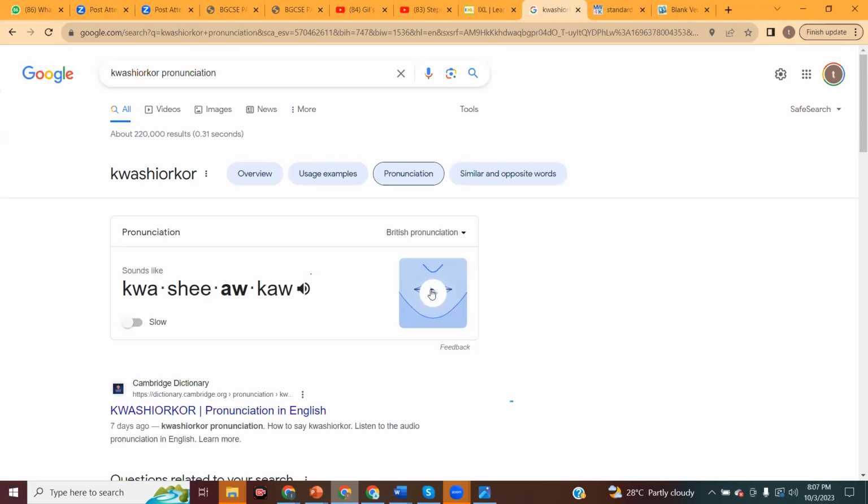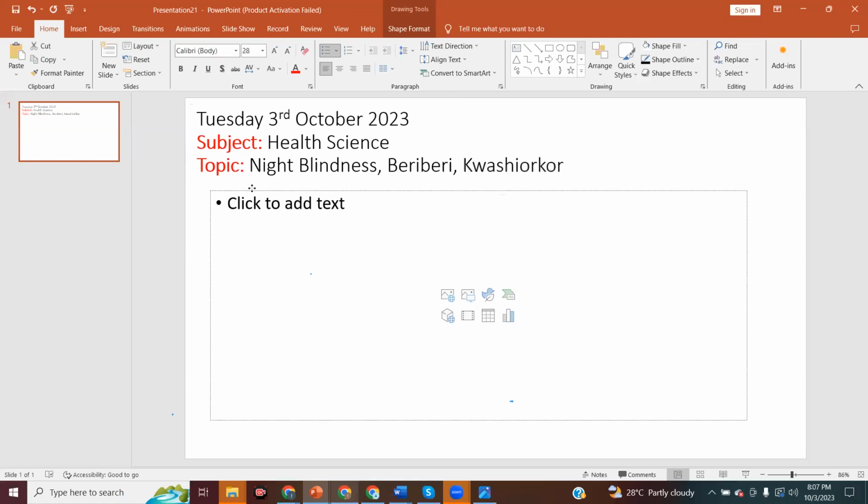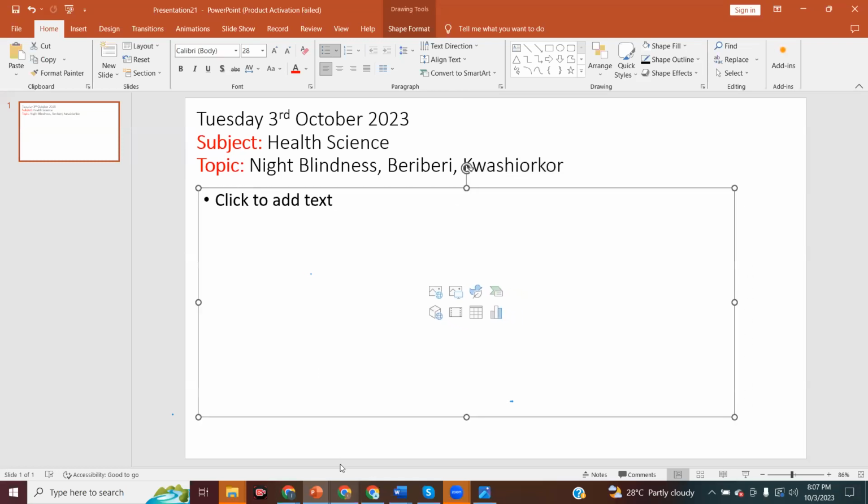Y'all can hear it. Mr. Petit, is it Kwashiorkor or something like that? That's correct. Kwashiorkor. Okay, and that makes sense. All right, so night blindness, beriberi, kwashiorkor. Those are the three that we're going to be looking at.